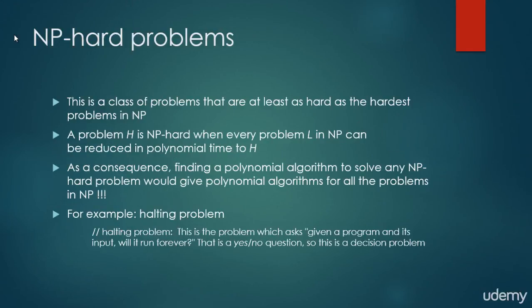NP-hard is a class of problems that are at least as hard as the hardest problems in NP. A problem H is NP-hard when every problem L in NP can be reduced in polynomial time to H. As a consequence, finding a polynomial algorithm to solve any NP-hard problem would give polynomial algorithms for all the problems in NP. So it would be the best if any of you could find a polynomial algorithm to solve any NP-hard problem, such as the halting problem. Then all the problems in NP could be solved in polynomial time, very efficiently, very fast. The so-called halting problem is such an NP-hard problem.